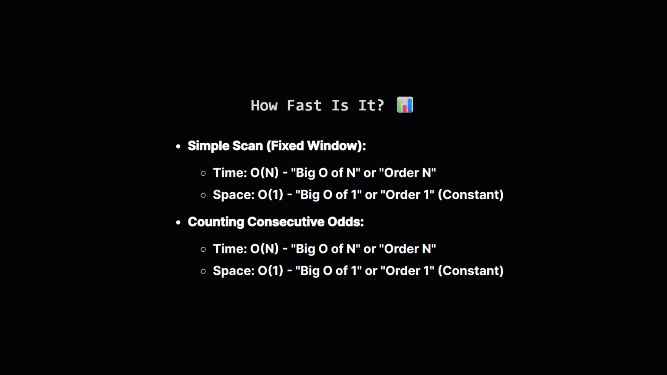So how do these two approaches compare in terms of speed and memory? For the simple scan method, where we look at windows of 3, we essentially pass through the list once. So the time it takes is proportional to the number of items in the list. We call this big O of n, or order n time, where n is the length of the list. It uses a tiny fixed amount of extra memory, so that's order 1 or constant space. Now for the counting consecutive odds method, this one also just goes through the list once, so it's also order n for time. And for memory, it just uses one variable for the count, which is also order 1 or constant space. Both are pretty efficient.